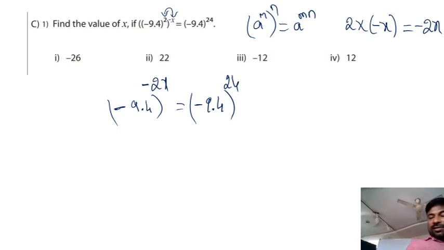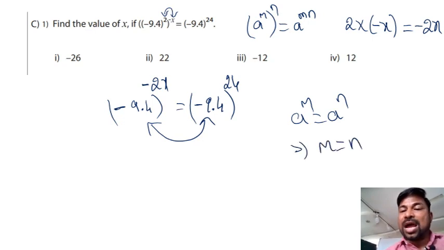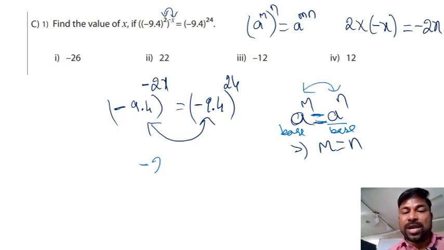Let me work on it myself. Sorry for that. So right here, the base on this side and the base on that side are both the same. Now as I said, a to the power m equals a to the power n, then m equals n. If the bases are the same with an equal sign in between, then the powers are also equal. In the same way, -2x is equal to 24.